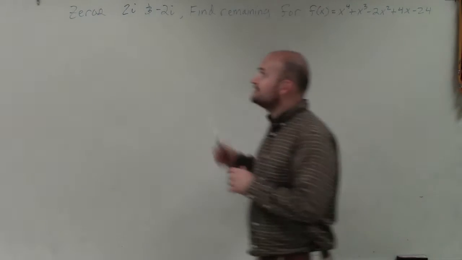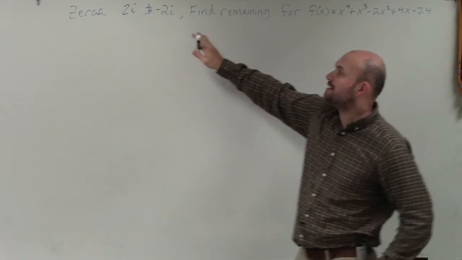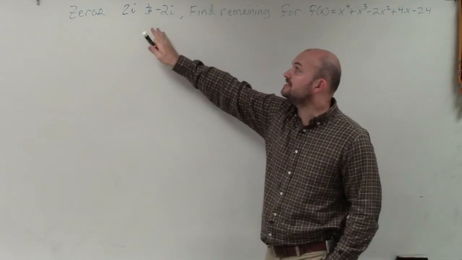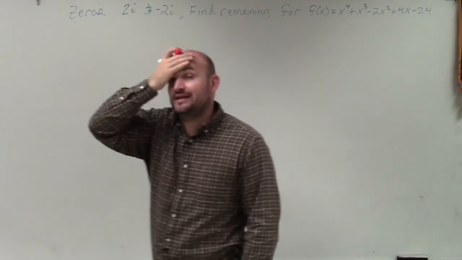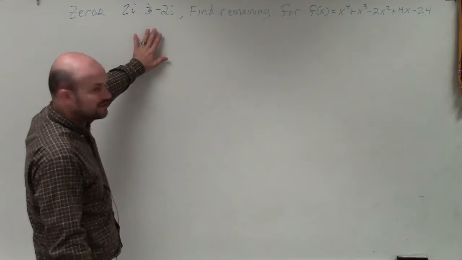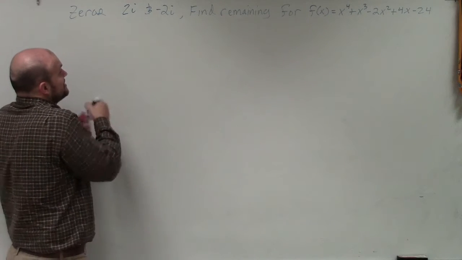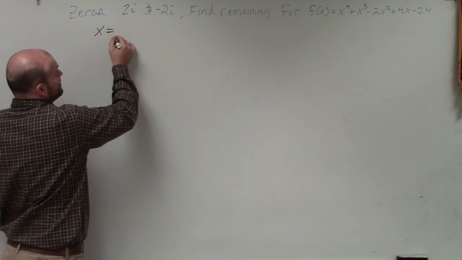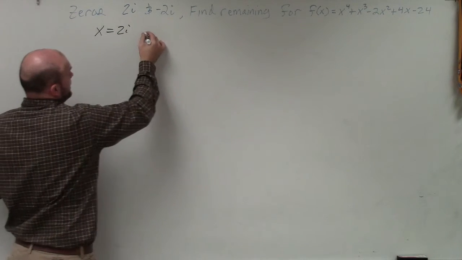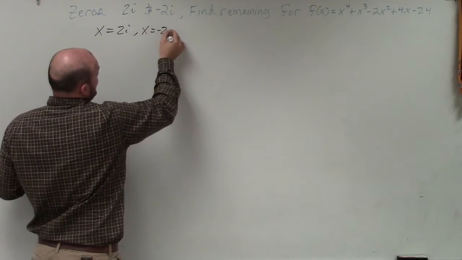Welcome. So what I'd like to do is show you how to identify all the zeros if we're given two zeros of 2i and negative 2i. Just like if we were given any real zeros, the zeros represent the values that are going to make our function equal to 0. So we can say x is equal to 2i and x is equal to negative 2i.